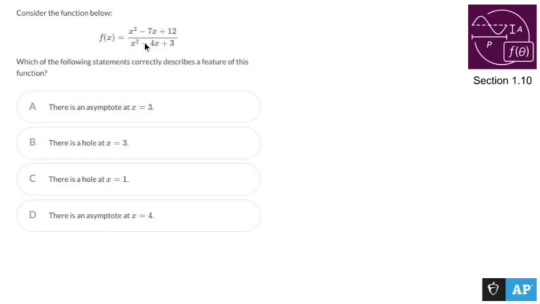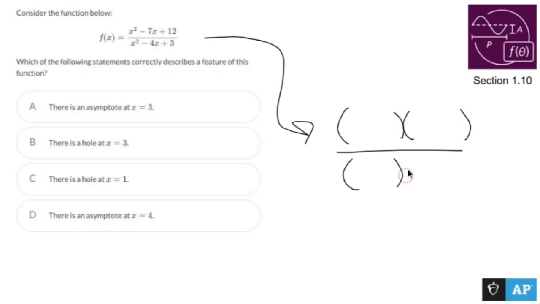Consider the function below. Which of the following statements correctly describes a feature of this function? So asymptote, hole, asymptote. Obviously what it wants me to do is figure out my holes and asymptotes. Now before I do that, I need to factor each one. This is quadratic, so I know it's going to look like this on the top, and like that on the bottom.